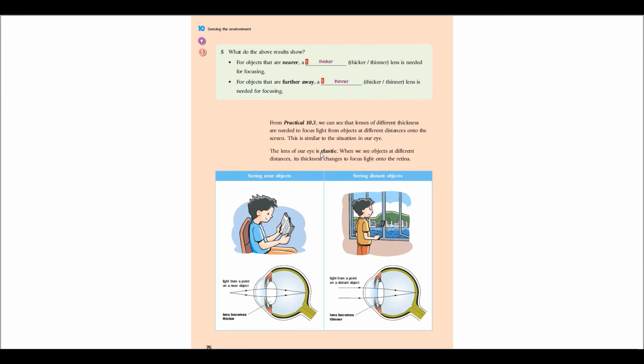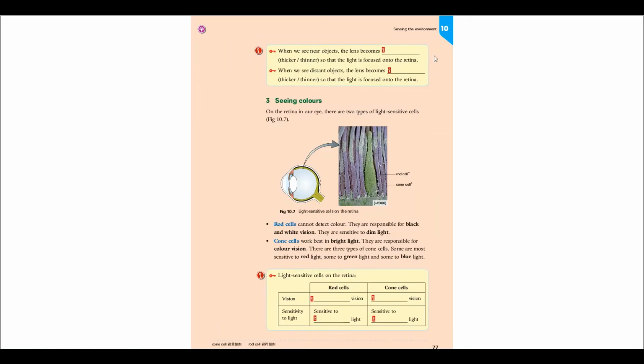So it can change its thickness, so that when you see a near object, you use a thick lens. When you see a distant object, you use a thin lens. This is exactly what this extension wants to tell you. Okay, in the yellow box, just a quick conclusion. Remember, one very simple thing: near objects, thicker lens; distant objects, thinner lens. That's the whole concept. And the next part will be about seeing colors.